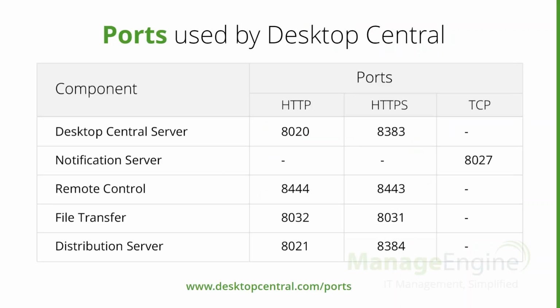Next is the ports used by Desktop Central. There are different sets of ports; we support HTTP as well as HTTPS secure ports and TCP ports. There are different components involved in the product, and certain ports are used for every respective component. If you want to know more about the ports, you can go to desktopcentral.com/ports to get more information.